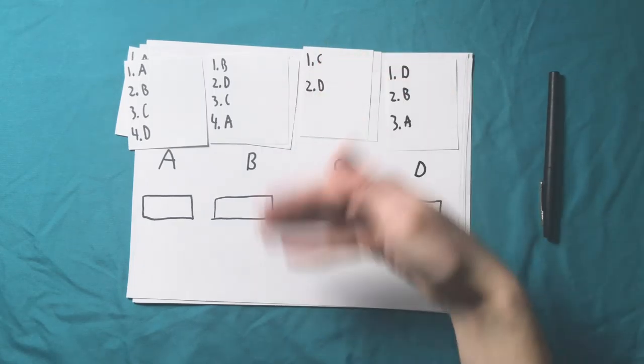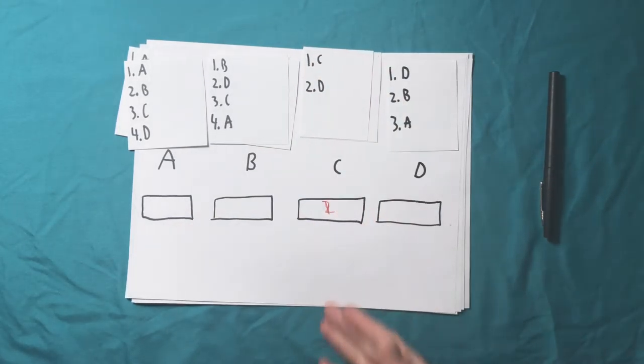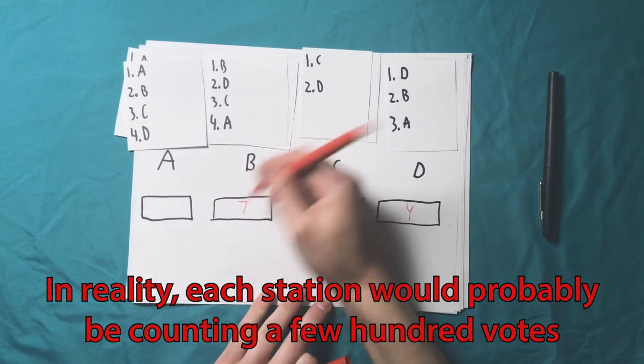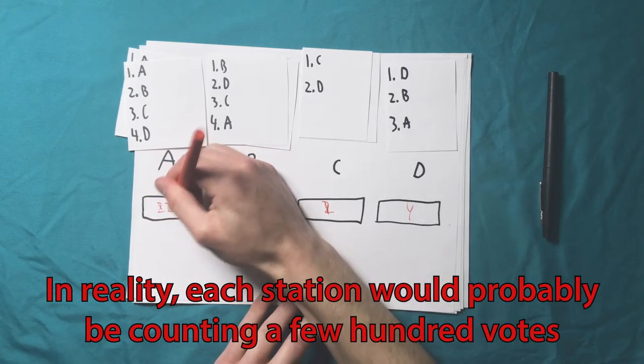And then what you do is you confirm that all your numbers match up. And so we have two votes for C and four for D and seven for B and 22 for A, whatever.